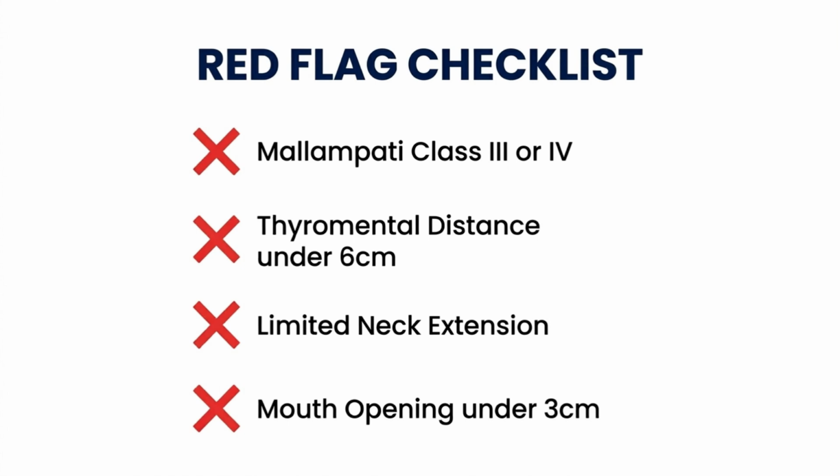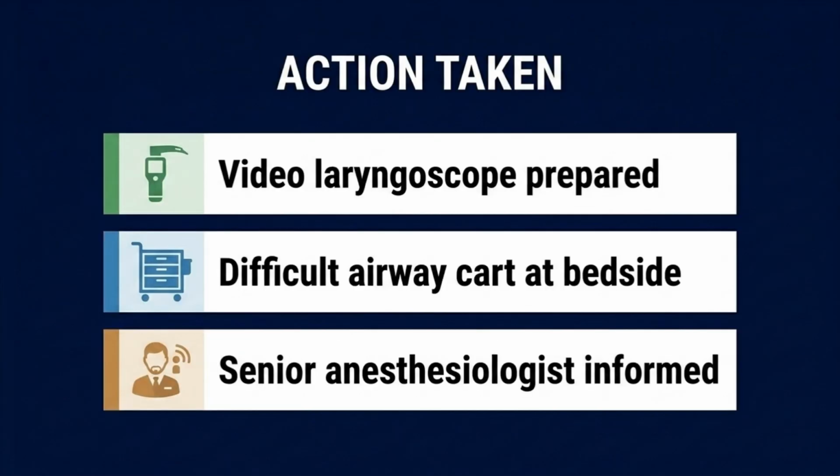Here is a simple red flag checklist: Mallampati class 3 or 4, short thyromental distance, limited neck extension, small mouth opening. If these red flags appear, here's what we do. Prepare the difficult airway card, get backup equipment, and inform a senior anesthesiologist.